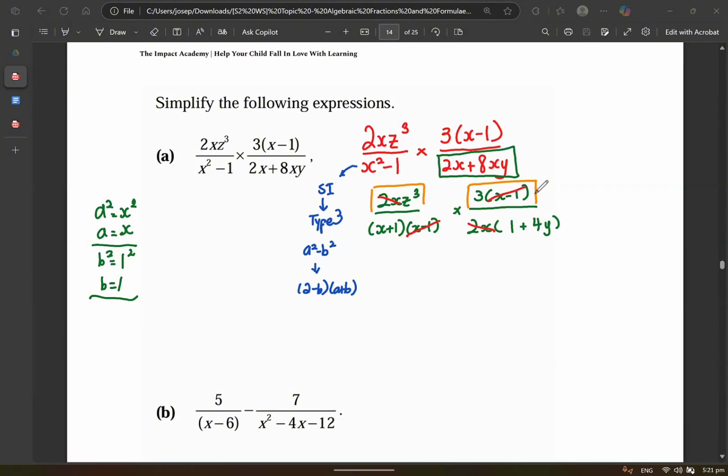Numerator, numerator, denominator, denominator. Okay, so your numerator becomes 3z cubed over your denominator is x plus 1, 1 plus 4y. Okay, is there anything that you can do? Nope. And therefore, this is your answer for this question.